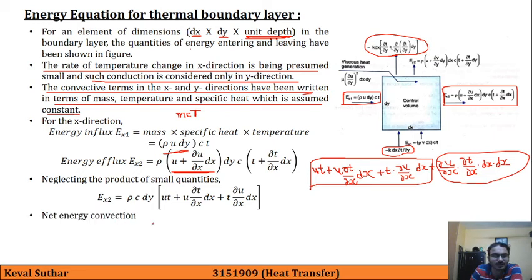And net energy convection is given by this, that is Ex1 minus Ex2. So what we are doing here, focus on these two, that is Ex1 is this and Ex2 is this.